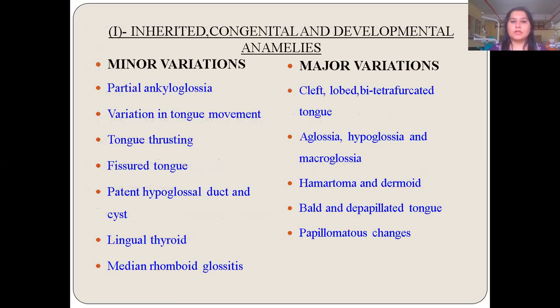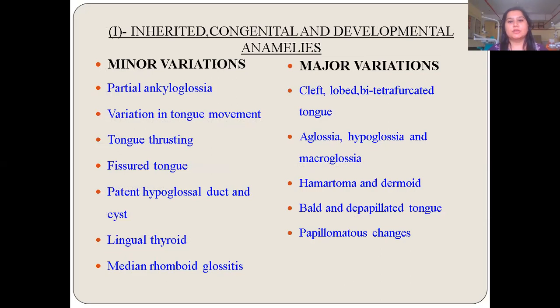Coming to the disorders of the tongue, the classification first. The first is the inherited, congenital, and developmental anomalies. The two classifications are minor variations and major variations. The minor variations include partial ankyloglossia, variation in the tongue movement, tongue thrusting, fissured tongue, patent thyroglossal duct and cyst, lingual thyroid, median rhomboid glossitis.